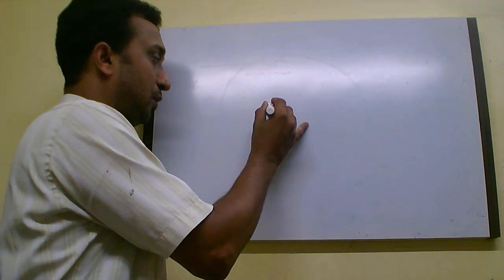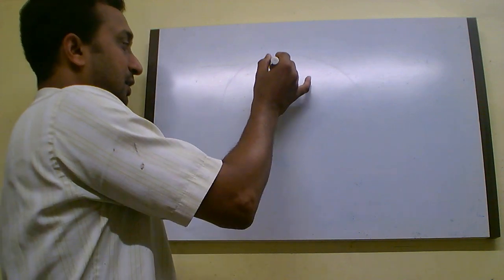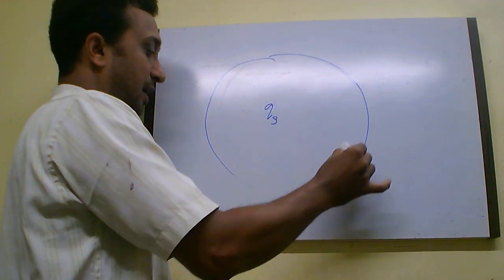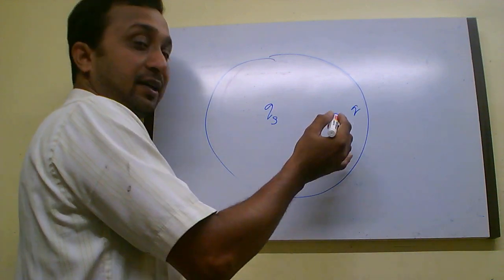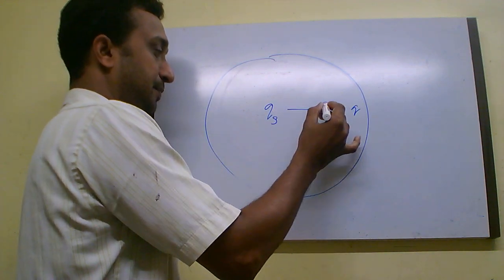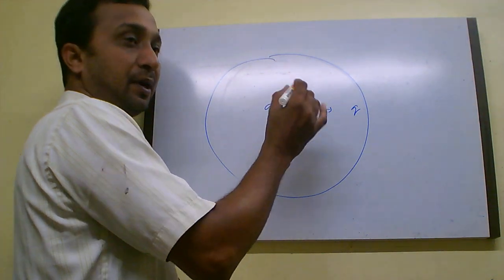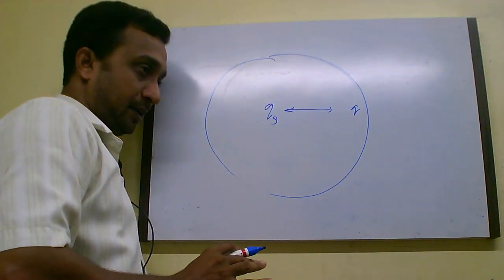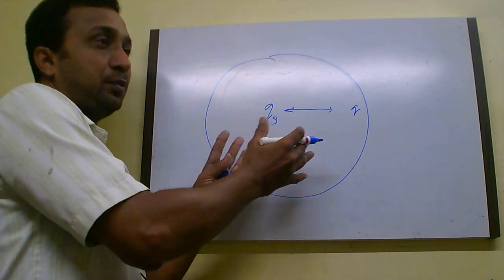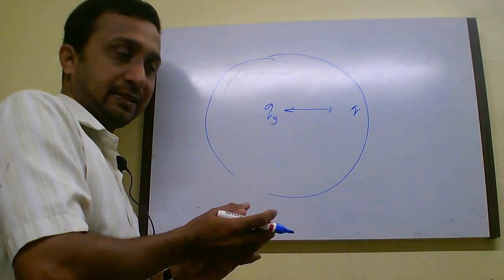For example, Qs is the source charge, and there will be a space around it where any other charge, if it just enters, will feel a force of attraction or repulsion depending upon its polarity. So that is what we mean by electric field. Now, how do we come to know about the electric field strength?